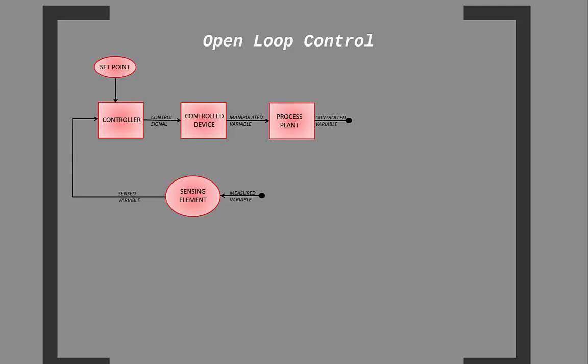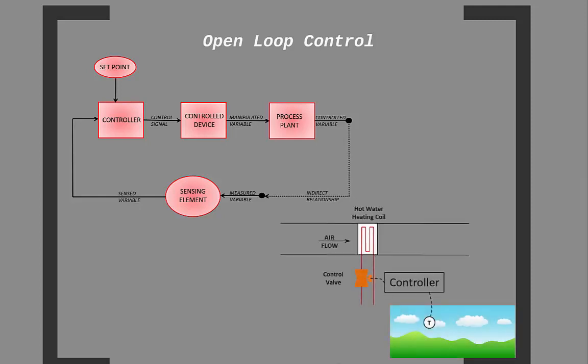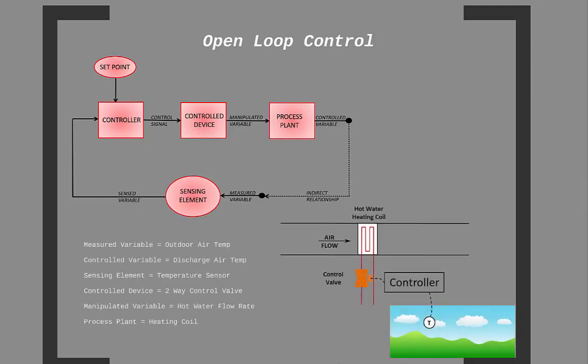So how does this loop work? Basically, all of the components stay the same, but there is no direct relationship between the control variable and the measured variable. The keyword here is direct. For an open control loop to have any chance of working okay, there has to be an indirect relationship between these two variables.